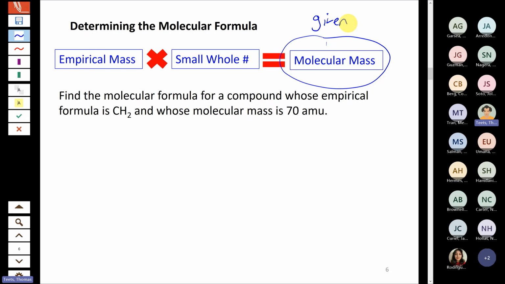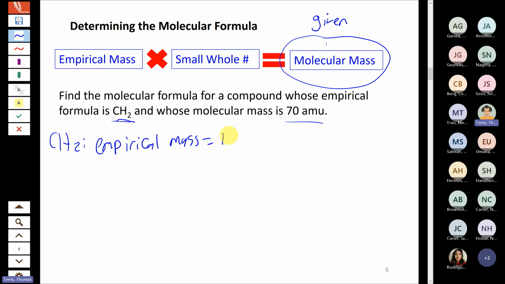So as an example of how this works, let's say we do all the steps we just covered, and we get an empirical formula of CH2. We want to know what is the molecular formula if the molecular mass is 70 AMU. So the way we're going to handle this is we're going to figure out first what the empirical mass is. So our empirical formula is CH2, and the empirical mass is going to be just the sum of the atomic masses in the empirical formula.